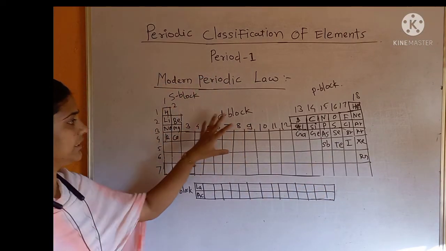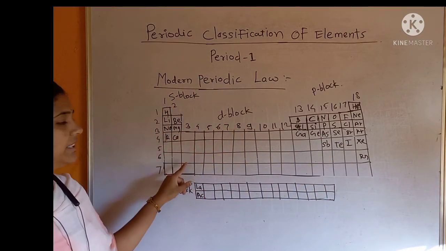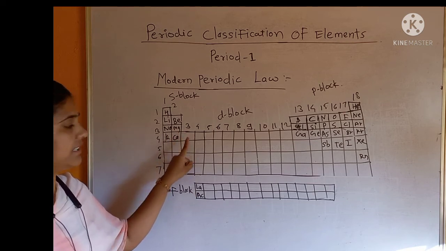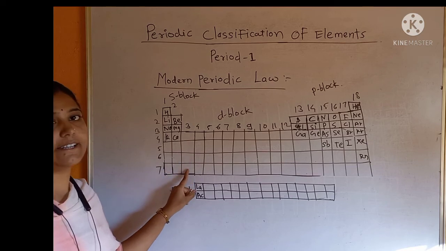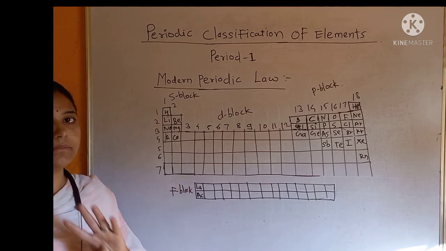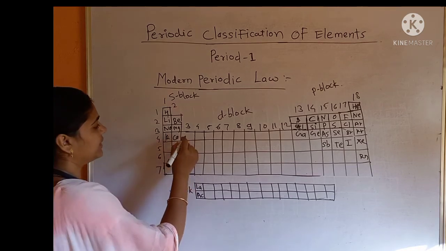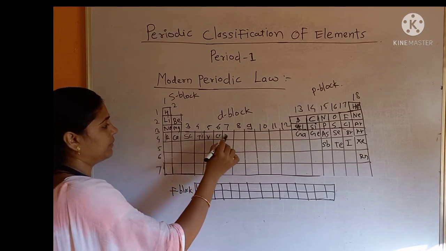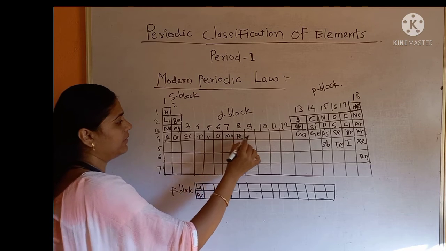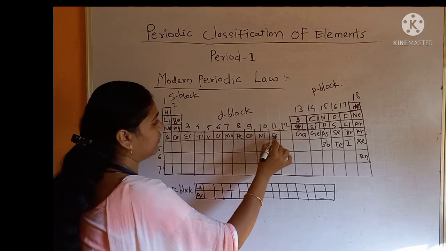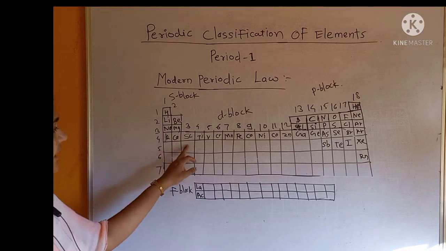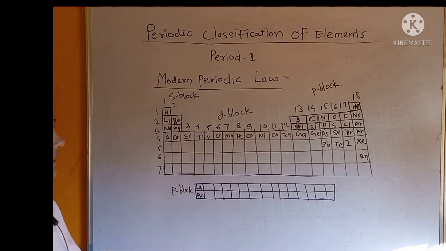So in the D block elements there are also 4 periods. The first series is called the D1 series, D2 series, D3 series and D4 series. In the D block, 4 series are present. It starts from scandium, titanium, vanadium, chromium, manganese, iron, cobalt, nickel, copper, zinc. This is the first series. After that, the second, 3D and 4D series are present.